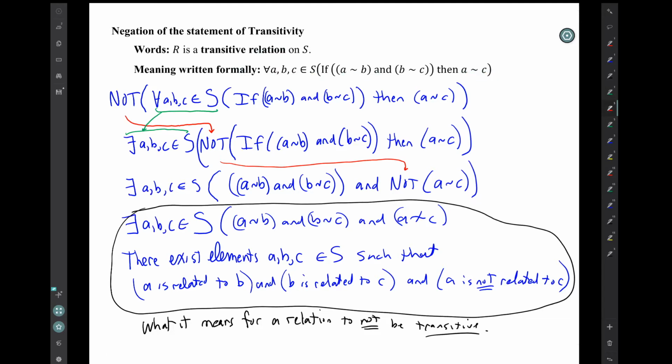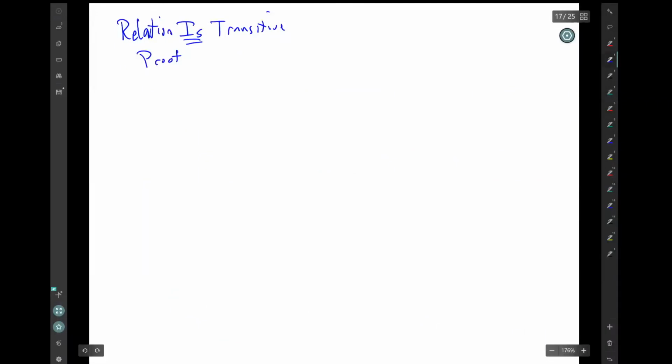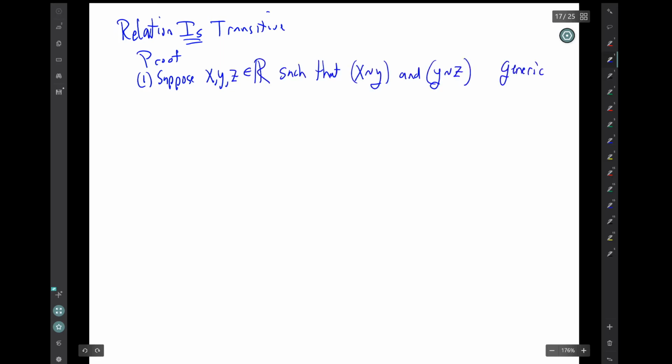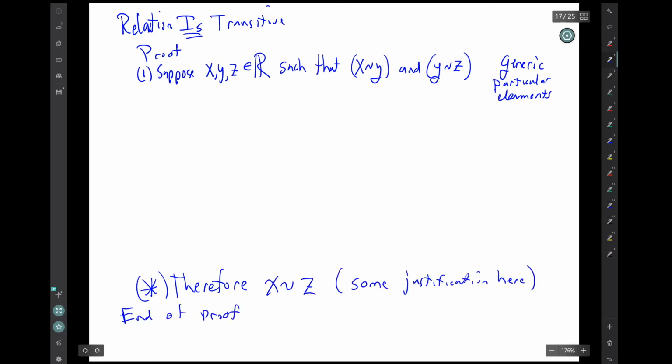So we have no choice about how to prove that our relation is transitive. We have no choice about how to structure the proof. So we have to start with statement 1, where we introduce generic elements that satisfy the hypothesis. That's how our proof has to begin. Now remember how our proof has to end. We don't know the number of the statement, but we know that it's going to have to look like this. So this is a direct proof structure. Now where do we go from here? We've got this big gap to fill.